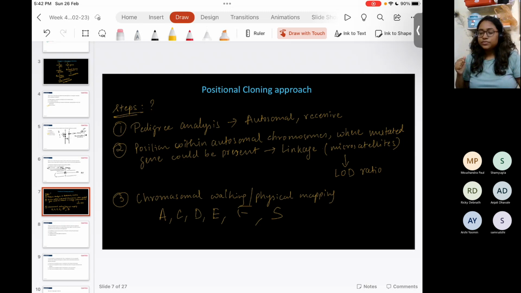Okay, so do I make sense, or is there any doubt with any one of you? Is there any doubt in understanding what you mean by positional cloning, or how you do it? Is there any doubt?